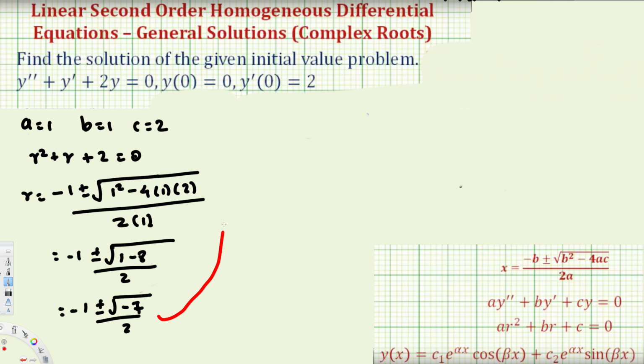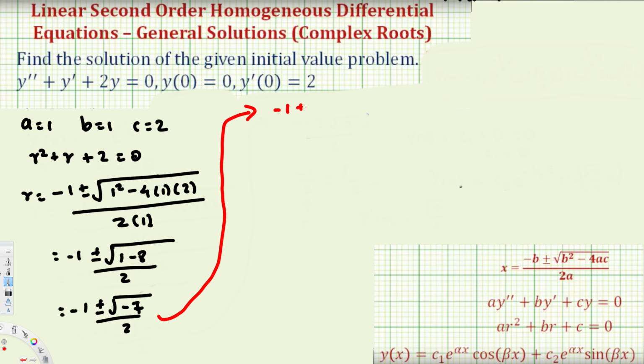We have to write it that way because when we have a complex number, our general solution for the differential equation is going to follow this pattern. y of x is equal to c1 e to the alpha x cos beta x plus c2 e to the alpha x sin beta x. Now we have to know what alpha and beta are in order to plug them into this equation. Alpha is the real part and beta is the imaginary part. To find them, we have to separate this one.